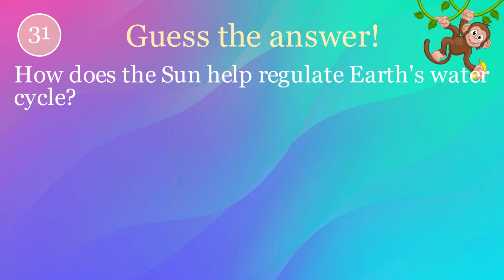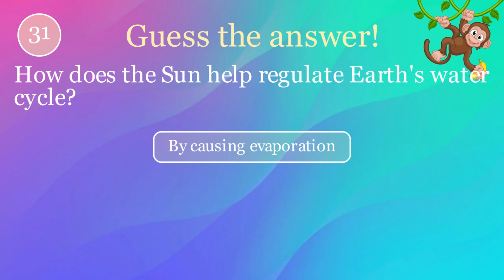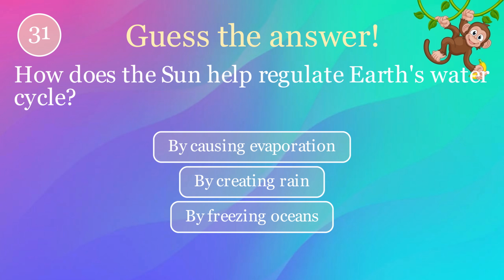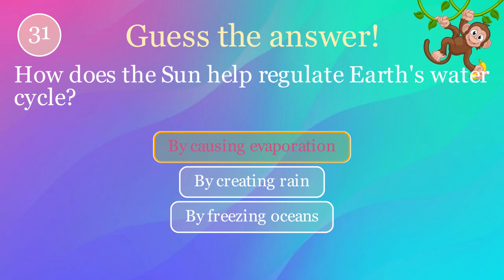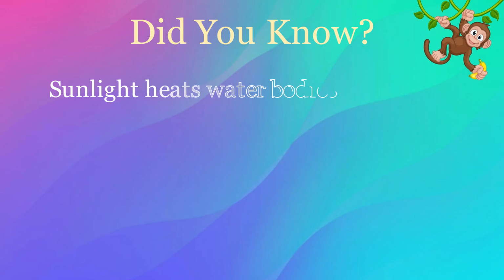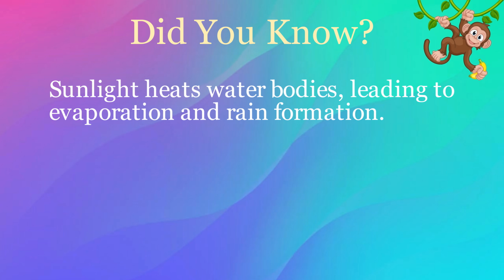How does the sun help regulate Earth's water cycle? By causing evaporation. By creating rain. By freezing oceans. The correct answer is by causing evaporation. Here's an interesting fact. Sunlight heats water bodies, leading to evaporation and rain formation.